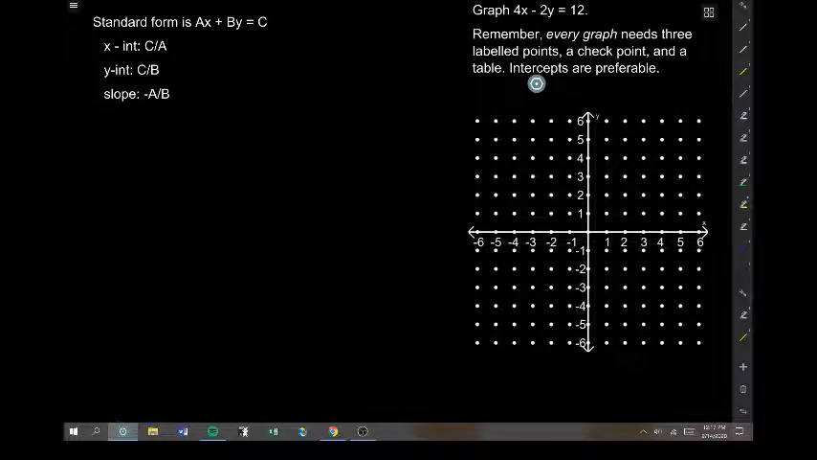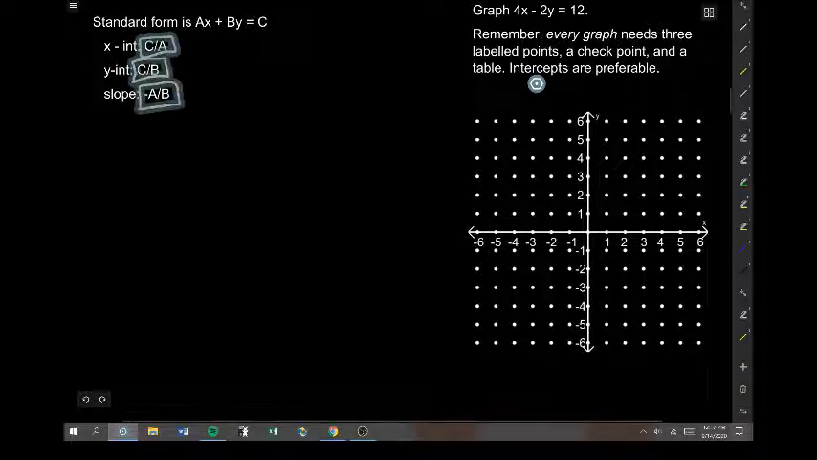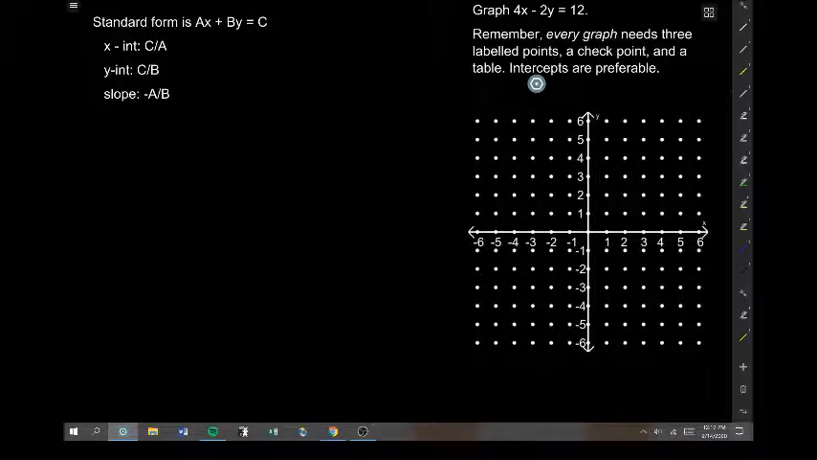Well, standard form is ax plus by equals c. The x's and y's are together. In the future, I'm going to call this a side-by-side equation because the variables are right next to each other. We can find the x-intercept by calculating the c term divided by the a term. The y-intercept is c divided by b. And a lot of people don't talk about this, but the slope is negative a over b. That can be pretty useful sometimes.